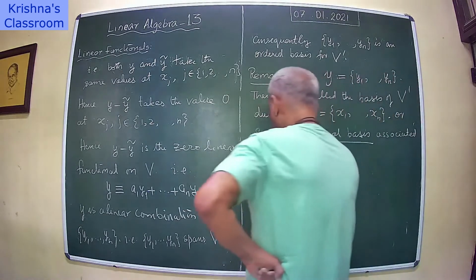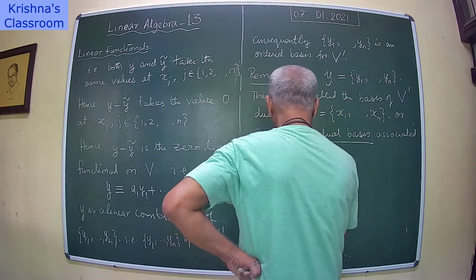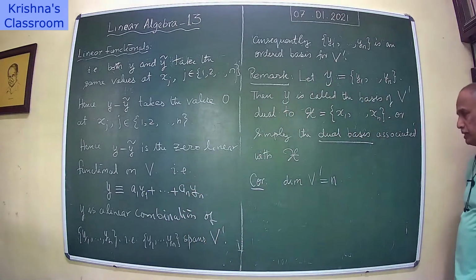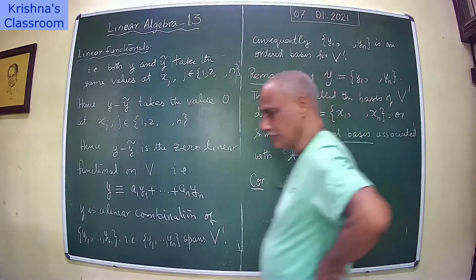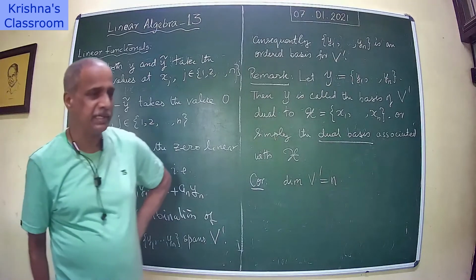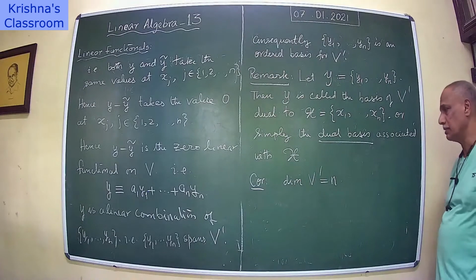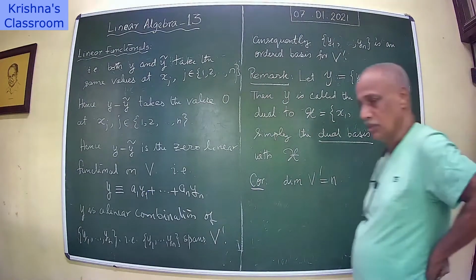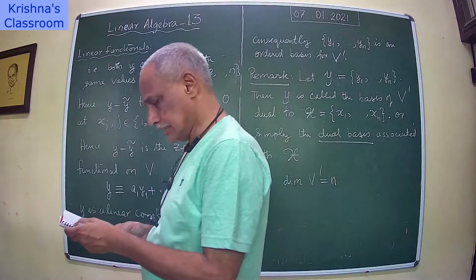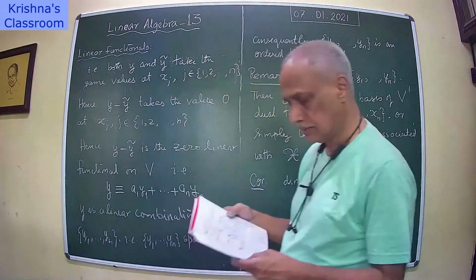So one of the corollaries is that the dimension of V prime equals the dimension of V. I don't want to do a proof or point anything on that. That is what it is. You have already exhibited a basis with n elements. So that's about this. Now we shall also need a result.